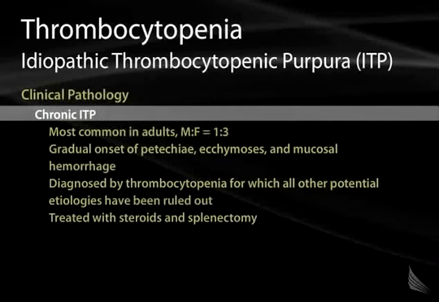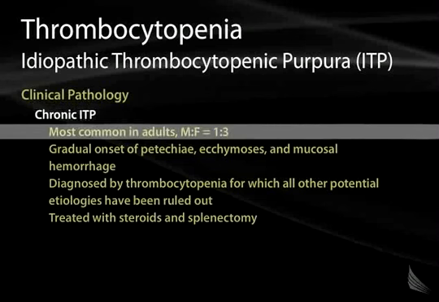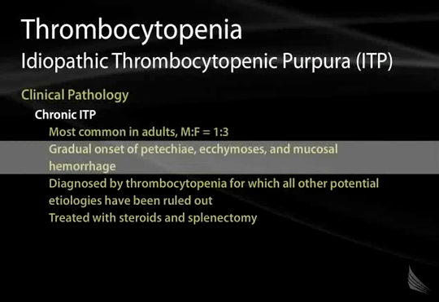Chronic ITP can be persistent in patients over a series of months to years. It is more common in adults with a male to female ratio of about 1:3. The clinical presentation can be a gradual onset of petechiae, or the skin lesions that we pictured earlier, larger lesions called ecchymoses, or mucosal hemorrhages, again specifically of the gingiva or of the nasal mucosa.